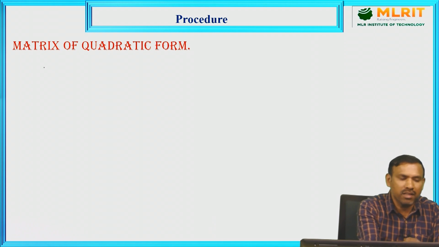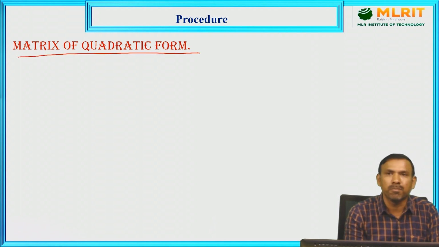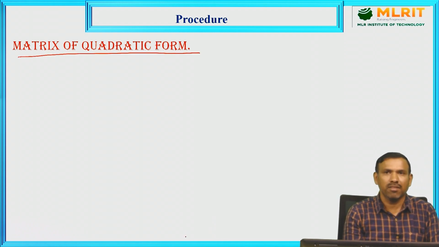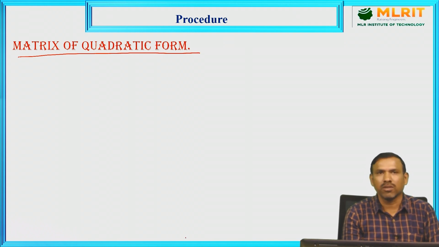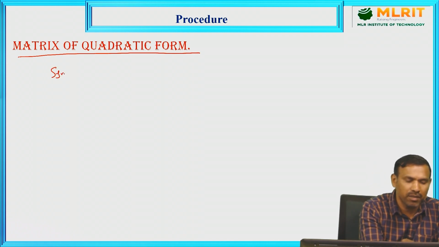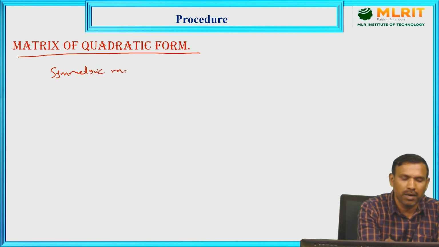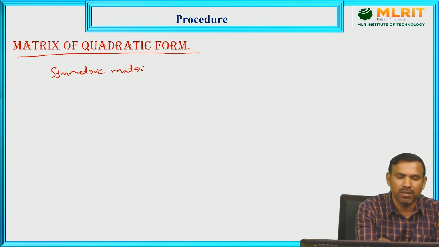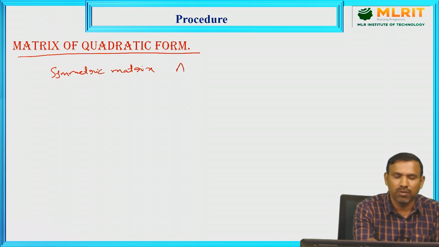Right, matrix of quadratic form. So if a matrix is given, how do we convert it to the quadratic form? Here clearly the matrix must be a symmetric matrix, and only then can we convert it to a quadratic form. Let us take a symmetric matrix. What is a symmetric matrix? Let us take one symmetric matrix.